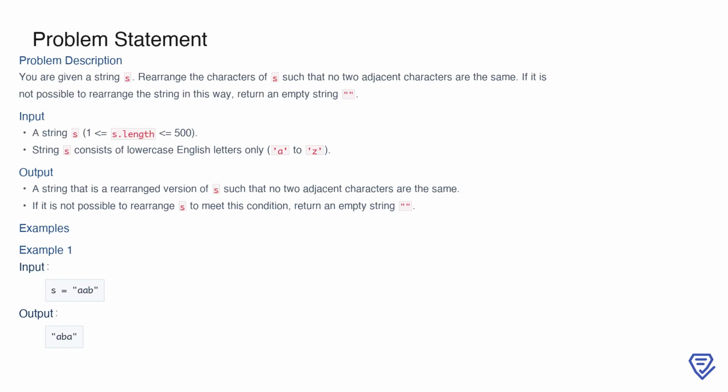In this problem, we are tasked with rearranging the characters of a given string S such that no two adjacent characters are the same. If it is impossible to achieve this, we should return an empty string. The input is a string S that consists only of lowercase English letters, and its length is guaranteed to be between 1 and 500. The output will be either a rearranged version of S meeting the condition or an empty string if the condition cannot be satisfied.